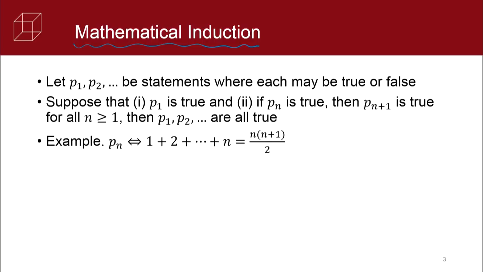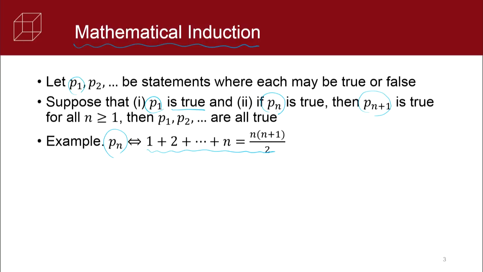Let P1, P2, and so on be statements where each may be true or false. Suppose that P1 is true, and if Pn is true, then Pn plus 1 is true for all n. Then all the statements Pn are true. So let's take a look at an example. The statement Pn is given like this: the sum of 1 to n is equal to n times n plus 1 divided by 2.